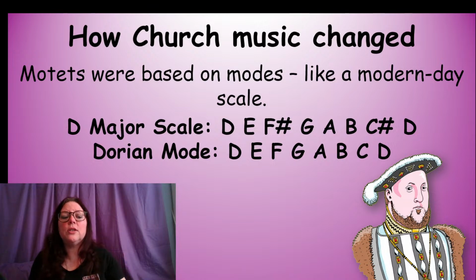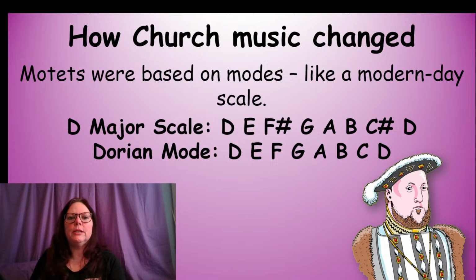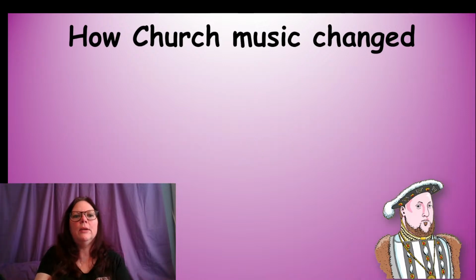Now, composers do still compose in modes today, but the majority of the time we tend to use major scales and minor scales, and those are the two scales in Western music that tend to be used the most. But these modes, Dorian mode, Aeolian mode, they've all got different names depending on what note they start on, and it's their pattern that is important. So that's our Dorian mode, and it gives the piece a very unique sound. And we'll be hearing some music using modes in a moment.